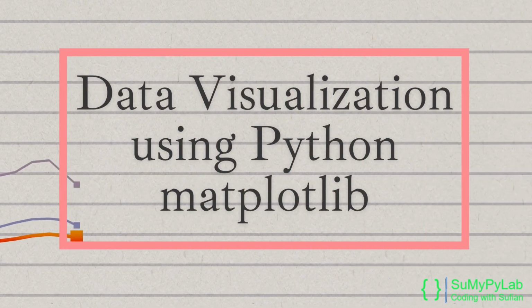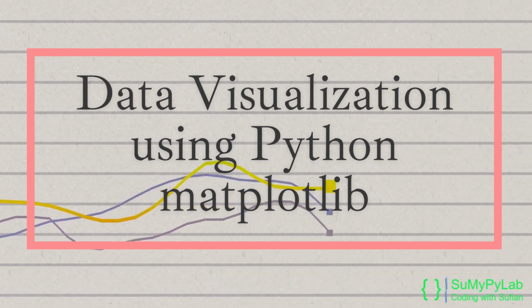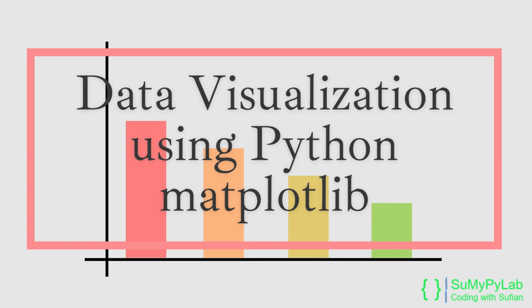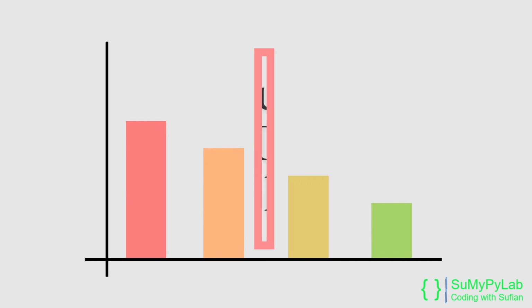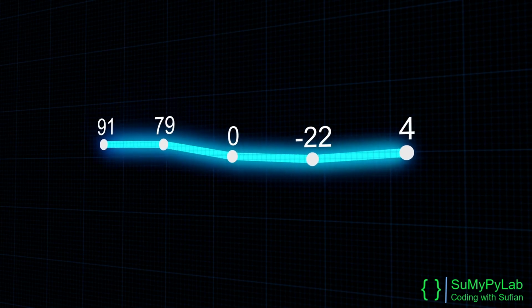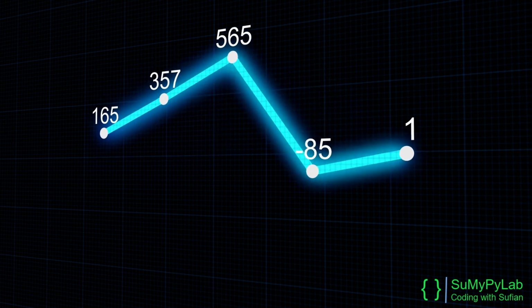Data visualization using Python Matplotlib library. Data visualization is the process of presenting data pictorially that is easy to understand and analyze. In Python there are a number of libraries such as Matplotlib, Seaborn, Plotly, Bokeh, etc. for data visualization. These data visualization libraries support various types of graphs and different features.